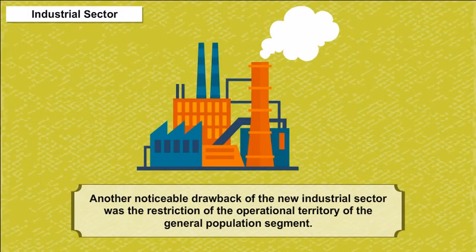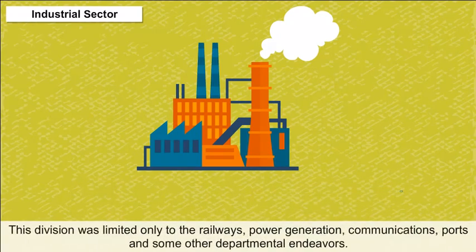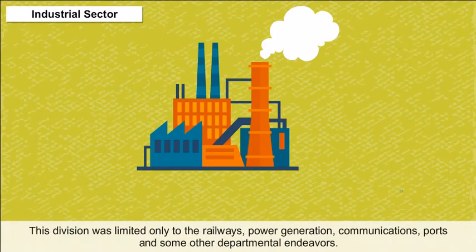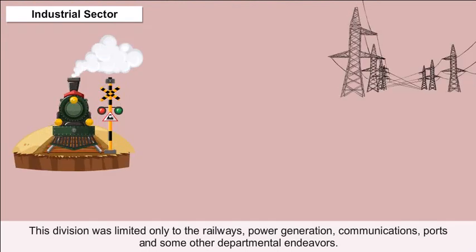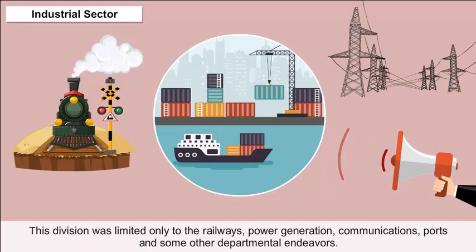Another noticeable drawback of the new industrial sector was the restriction of the operational territory of the public sector. This division was limited only to the railways, power generation, communications, ports, and some other departmental endeavors.